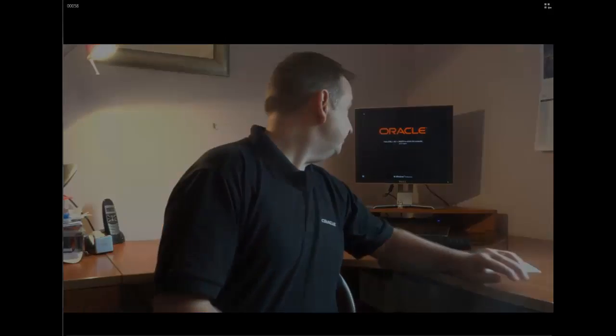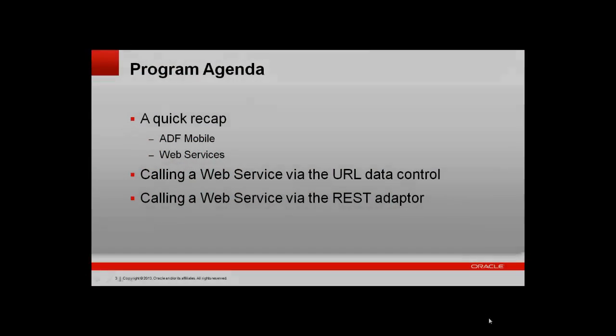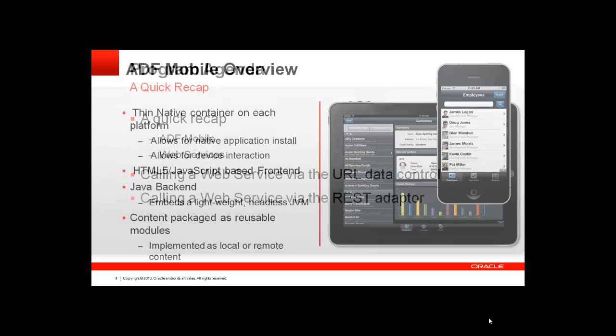So here we're going to have a look at how you can build an ADF mobile application to access information via REST services. So let's have a look. I'm going to start with a very quick recap of the technologies involved. And then I'm going to show that from an ADF mobile application, running on a smartphone or a tablet, how you can call a REST service using the URL data control, and how you can also call a REST service from a mobile application using the REST adapter. A REST adapter is just a Java API that lets you write code to call a remote REST service.